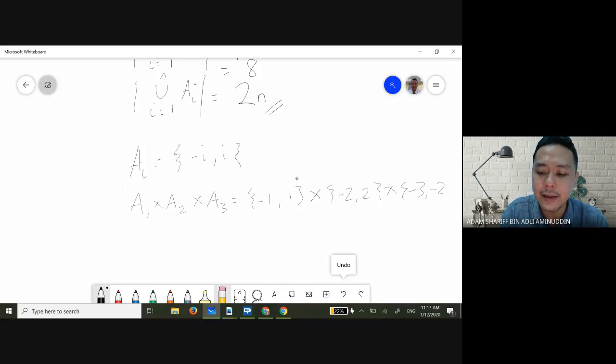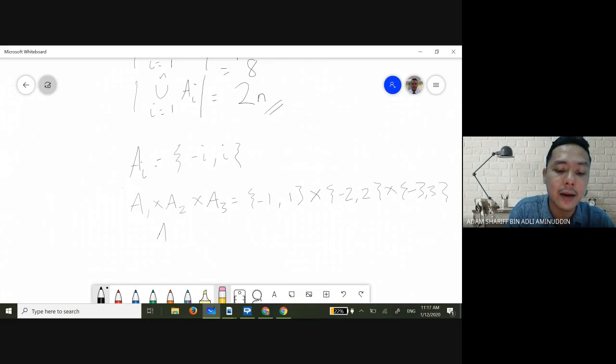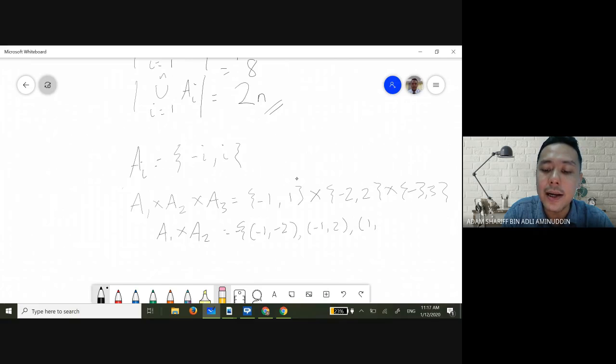Sorry. Yang ni tak mustahil untuk dibuat. Tetapi kamu bolehlah buat A1 darab Cartesian product A2 dulu kan. Kalau A1 Cartesian product A2 senang je, ini pun kita dah belajar hari tu. Negative 1, negative 2. Negative 1, 2. 1, negative 2. 1, 2.